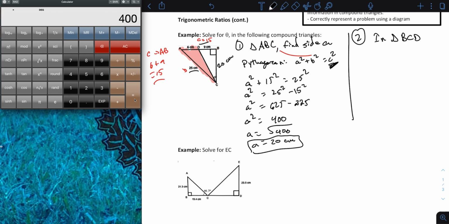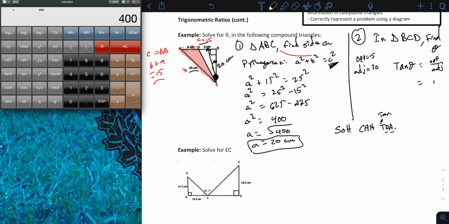So in triangle BCD, I can now find theta. To do that, I'm standing at theta here, in this corner. I'm going to look across, and I see that the opposite is 15. So opposite equals 15, and if I'm standing at that angle theta, then adjacent is going to equal 20. If I recall SOHCAHTOA, I have opposite and I have adjacent, so that looks like tangent. So tan of the angle is opposite over adjacent, which is 15 divided by 20.